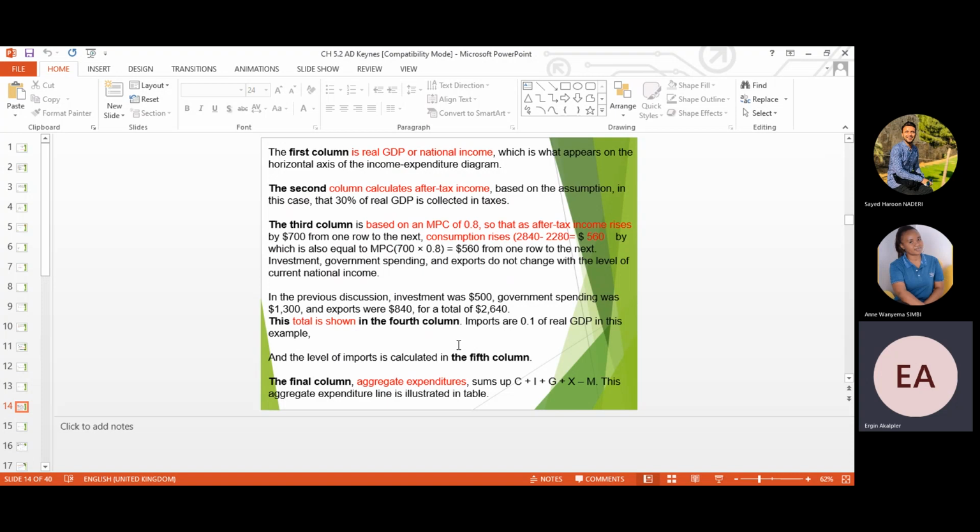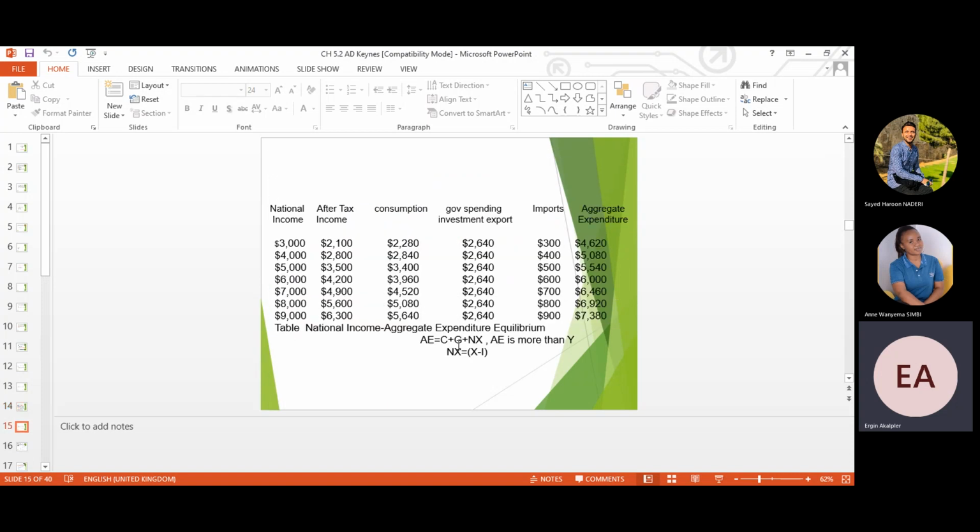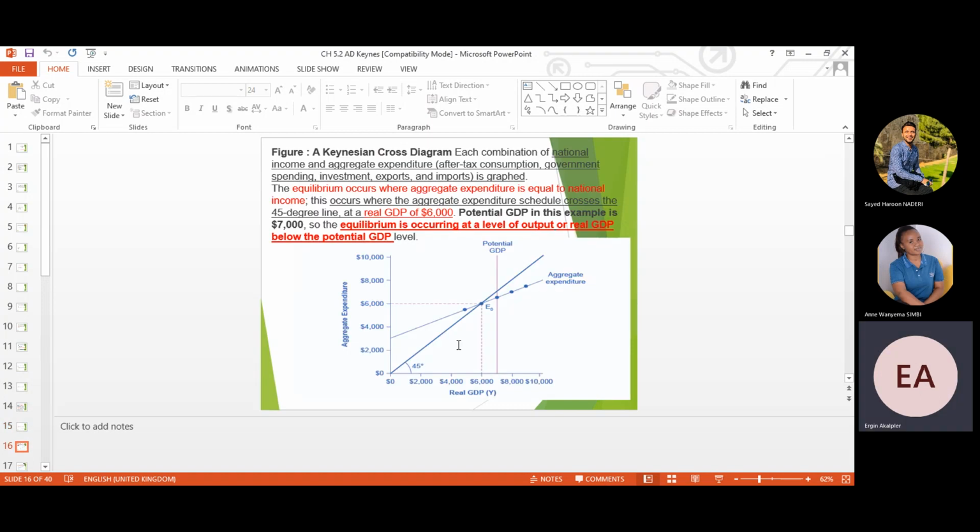This aggregate expenditure line is illustrated in the table. Again, I have already explained the table and how it is calculated, and it is simpler if it is given in the model as a table. You will use some numerical values for estimating the rest of the table if it is given to you in any study or exam. And here we flash back again to the Keynesian cross diagram.